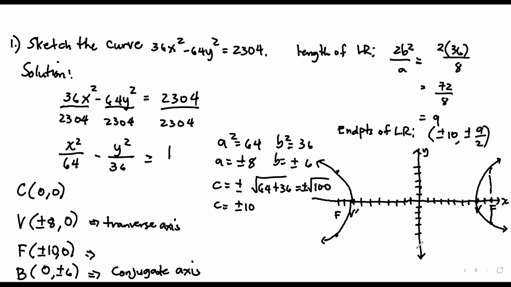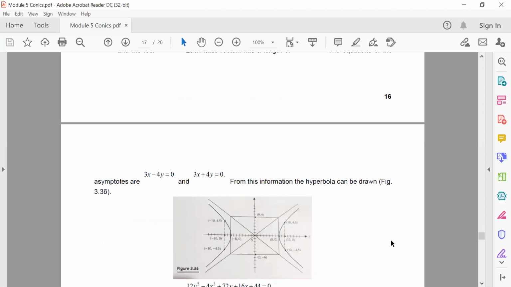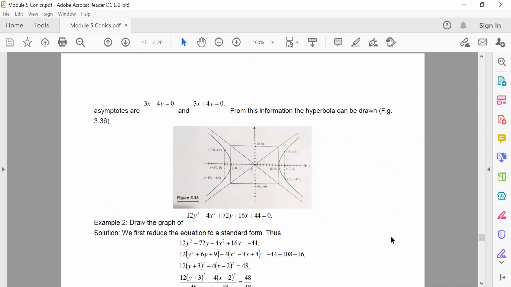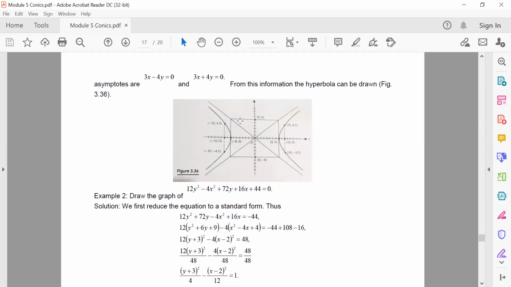Ano pa bang graph natin yan? Okay, so that's it. So let's check the graph dun sa module. Number 1. Ayun. So ang ginawa, nag-form ng rectangle. Hindi pa natin pala nalagay yung points ng 0, 6. Tapos connect them. Makakabuo ka ng rectangle.